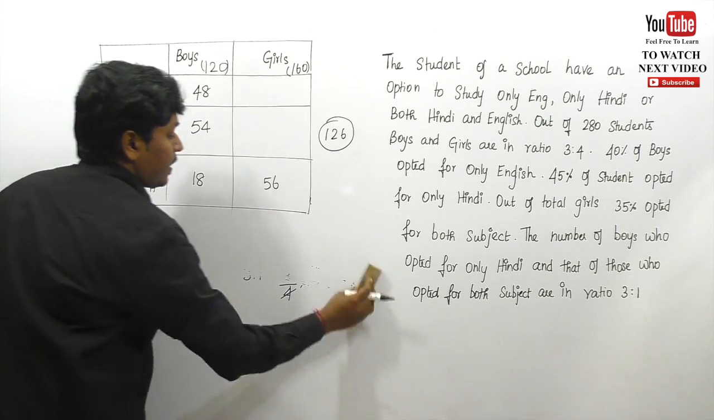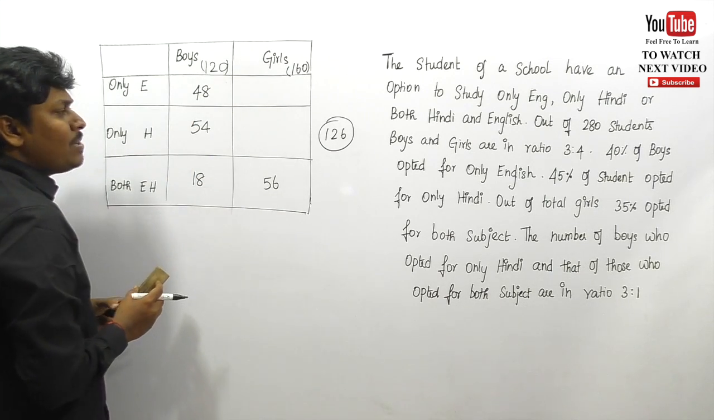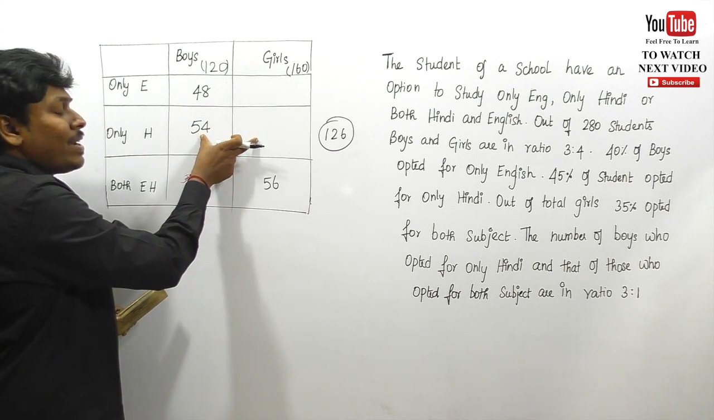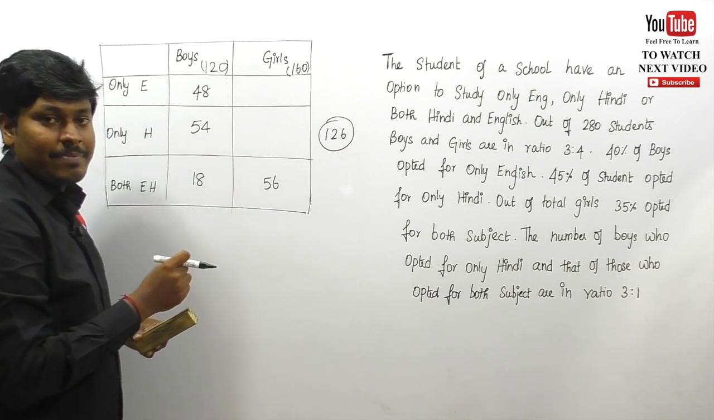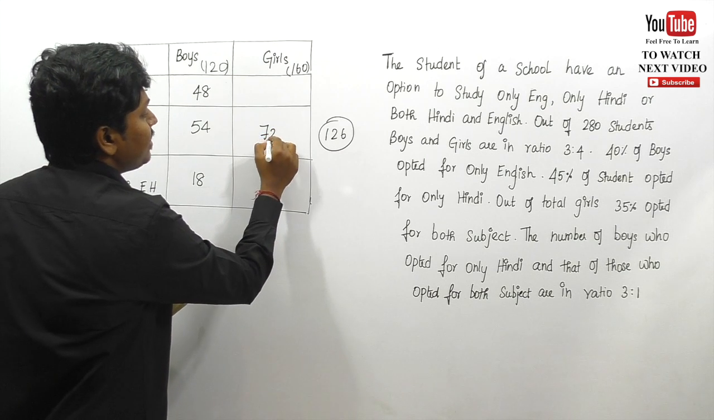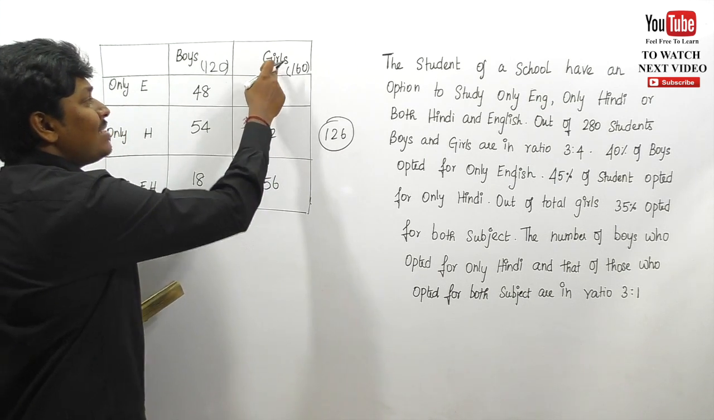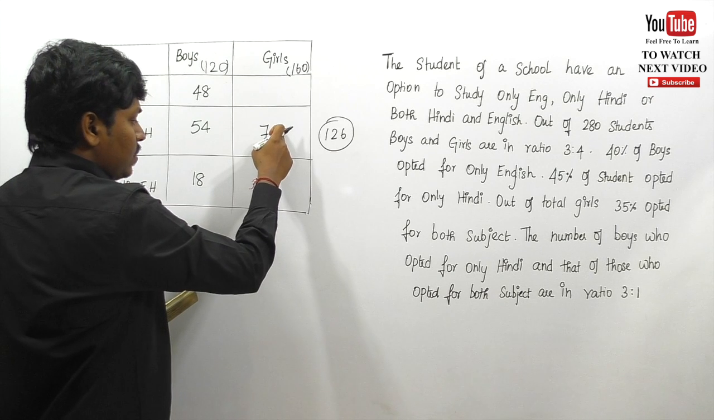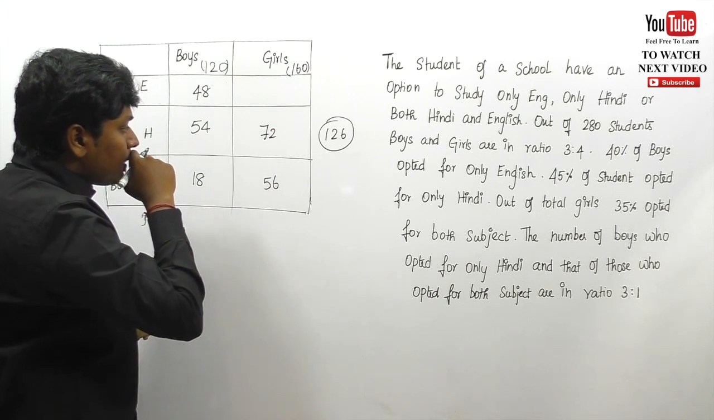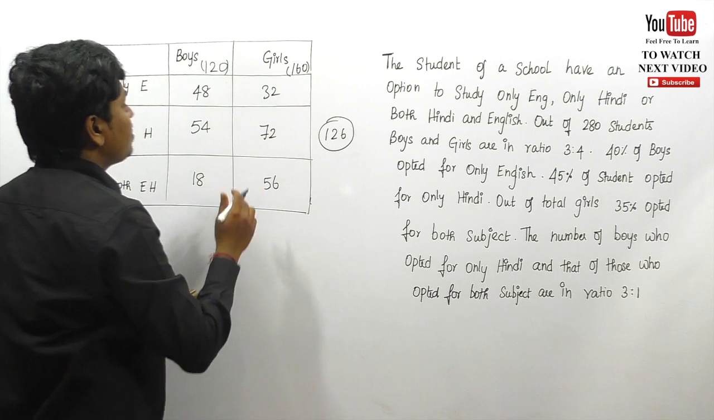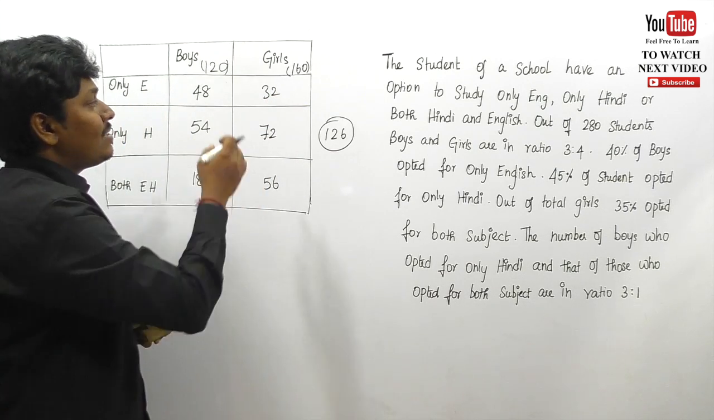Right? Okay. Friends, I think the remaining will be so easy. Why? Because see friends, here it is 54 and we know that this only in the total will be 126. So definitely we can say that this should be 72, right? And the remaining, we know that 160 girls are there. So 72 plus 56, and the remaining will be 32, I think, right? 32 will be remaining. So 32 will be only English girls.